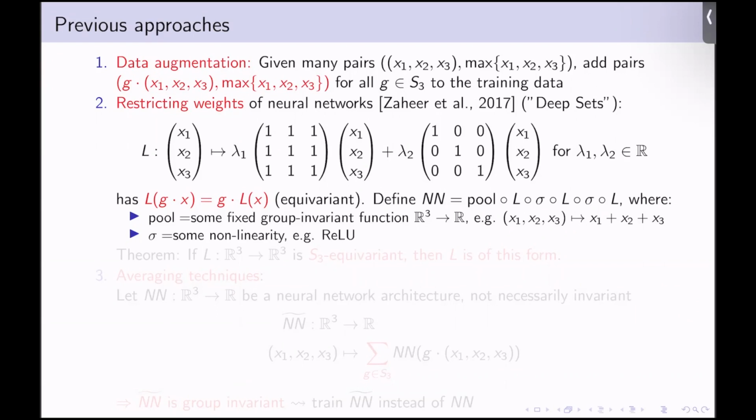And then you have to finish off with a pooling function, so some group invariant function from R3 to R. Because the last layer L gives you something group equivariant, but to make it invariant, you need to apply this pooling. And here's one example of a pooling function: the sum function that just sums up the 3 entries.